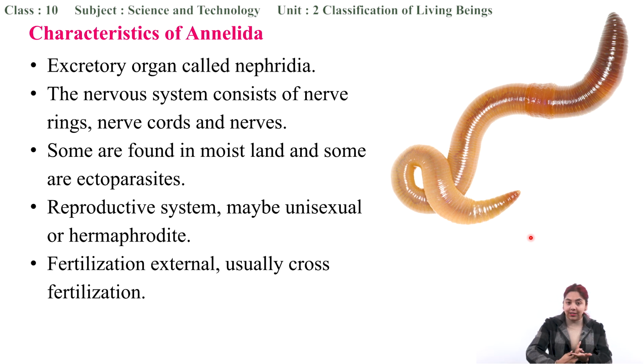So self fertilization means if the sperm of the same body fertilizes the egg of the same body, then it is known as self fertilization. And cross fertilization means sperm of a different organism fertilizes the egg of a different organism, then it is known as cross fertilization. So in case of Annelida, the fertilization is external and it is usually cross fertilization in the case of hermaphrodites.